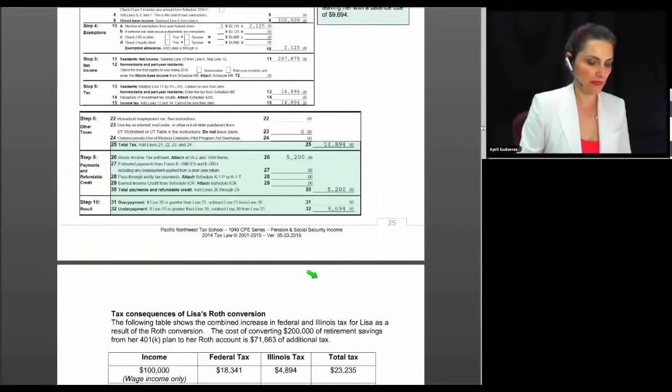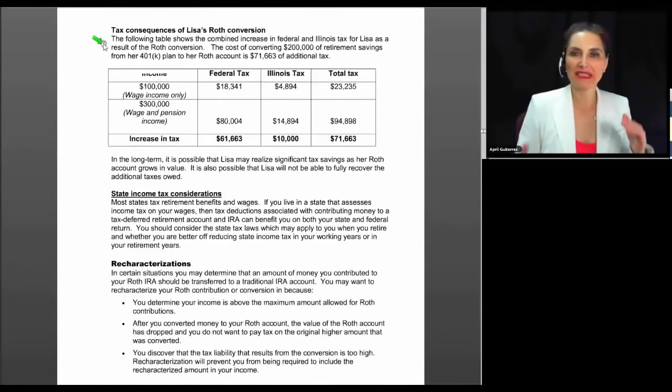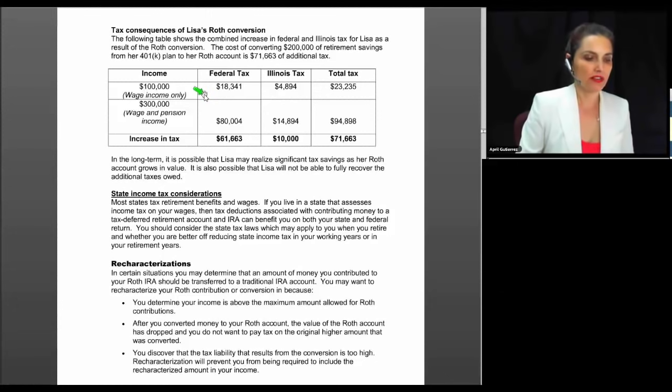She still has that same $5,200 of withholding, and so she's going to owe the state of Illinois $9,694. So we move over to the next page of the manual, and here I'm basically summarizing these tax consequences for you to see what's going on. Combined cost of converting $200,000 of retirement savings from her 401k to her Roth account is $71,663 of additional tax.